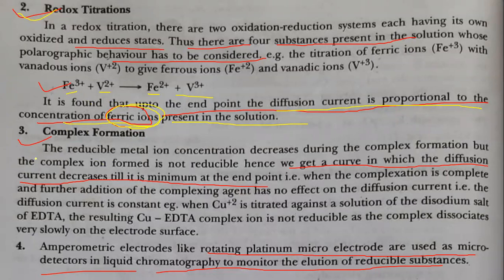So now the complex formation reaction. See here, the reducible metal ion concentration decreases during the complex formation, but the complex ion formed is not reducible. Hence, we get the curve in which the diffusion current is decreasing till the minimum or till the end point. Okay, after that the current will remain constant. Okay, and that will give us the end point of titration.